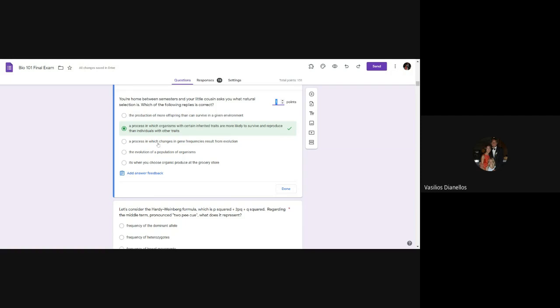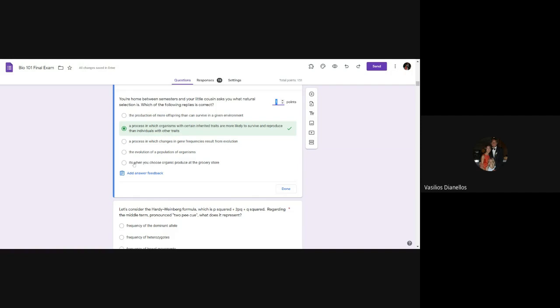Next, the evolution of a population of organisms. Again, too broad, right? Because if a population of organisms evolves, again, it could be natural selection, but it also could be artificial selection. It could be gene flow, sexual selection, founder effect, all those things that we've already discussed.